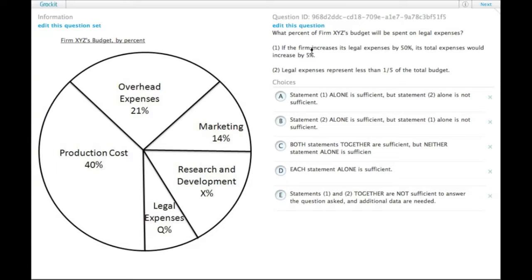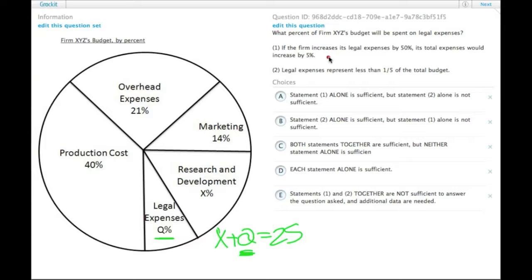So firm XYZ's budget, we are worried about its legal expenses, which are down here. We're worried about Q. We can tell before we even hit any statements that X plus Q is going to equal 25, because that's the percentage that's left of a 100% pie after we subtract 40, 21, and 14. But we need to find out more information to figure out what Q is specifically.